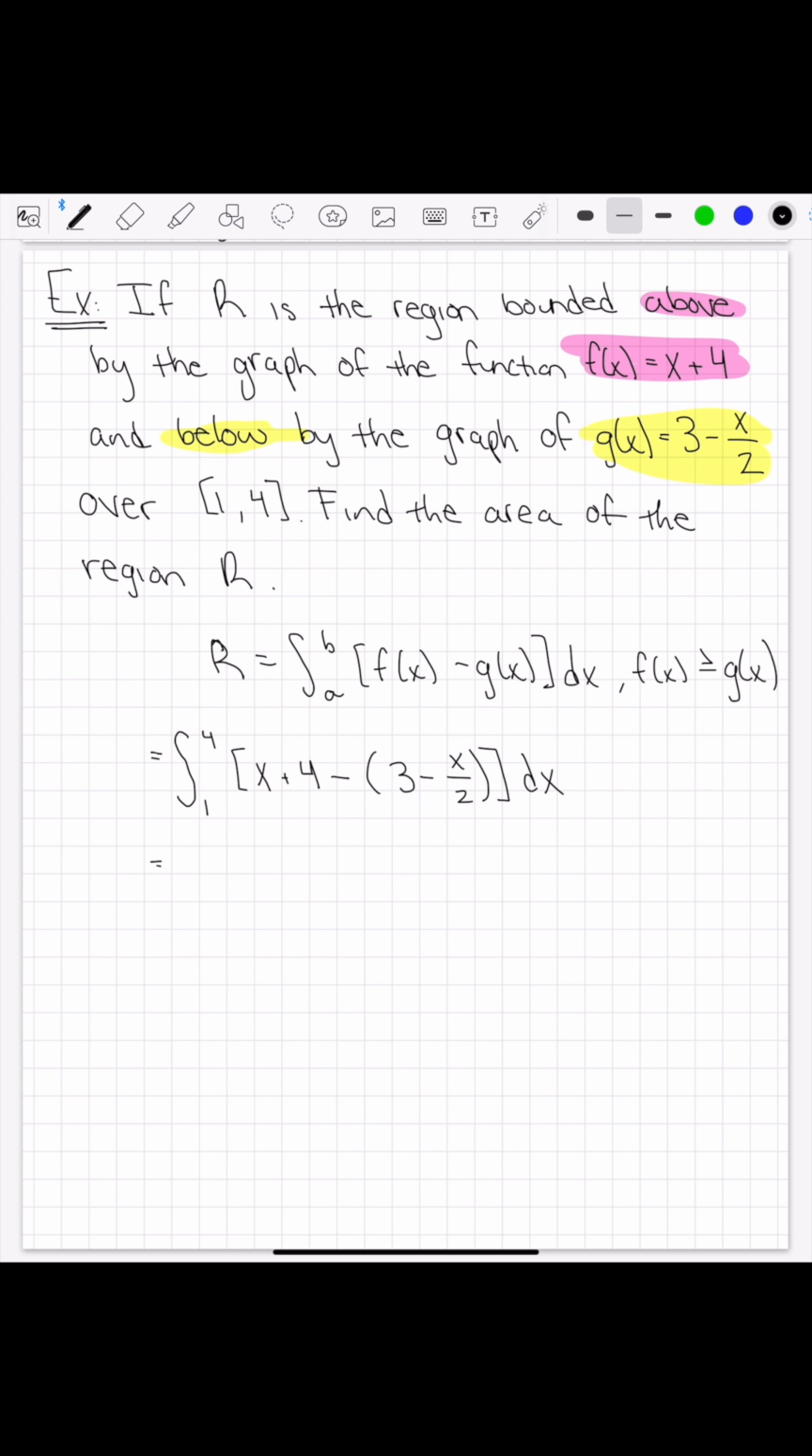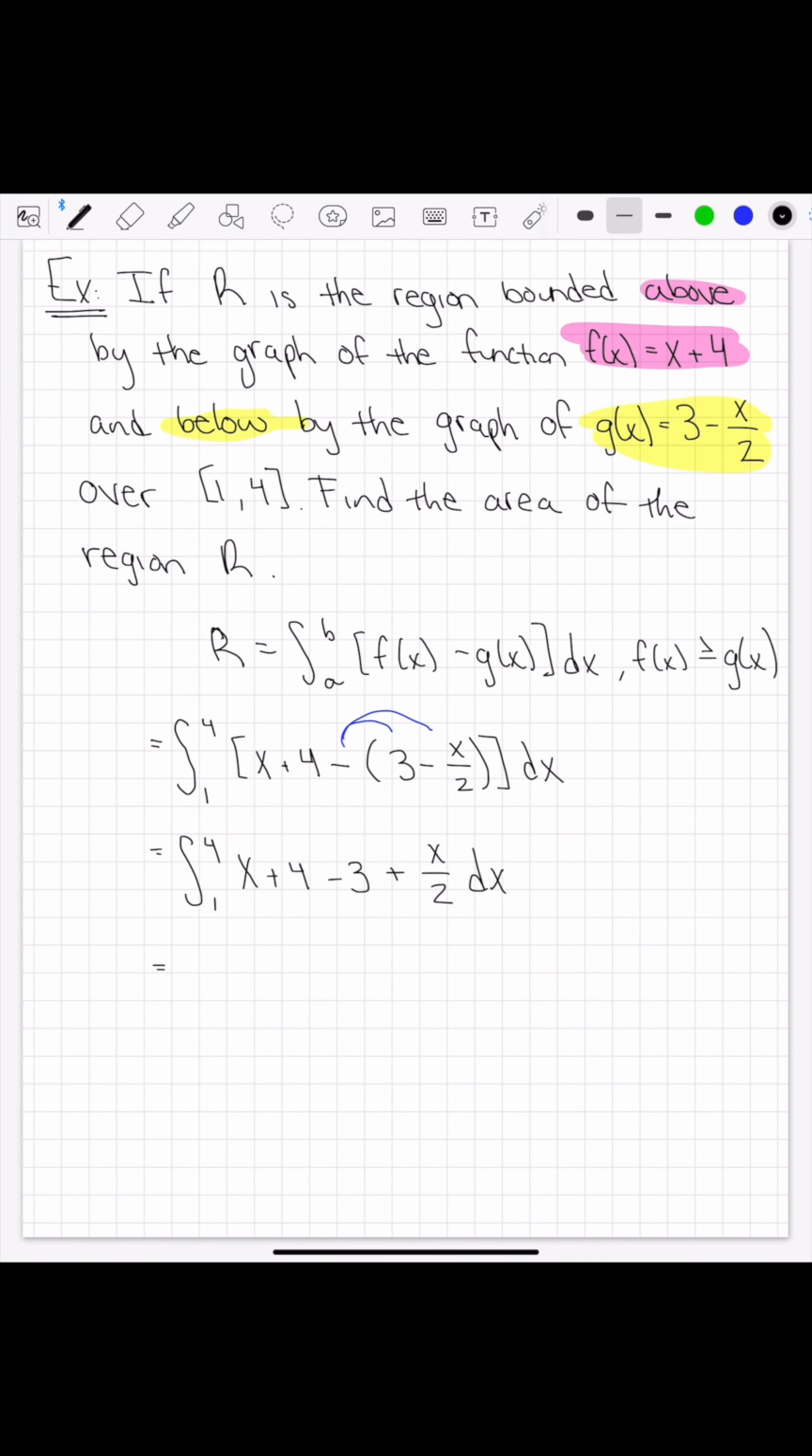So let's simplify inside of the integral first. We need to make sure we distribute this negative sign to both terms. So this becomes x plus 4 minus 3 plus x over 2, because a negative times a negative is a positive. So then this becomes the integral from 1 to 4 of 3/2 x, because 1/2 x plus x is 3/2 x. And then 4 minus 3 is a positive 1.